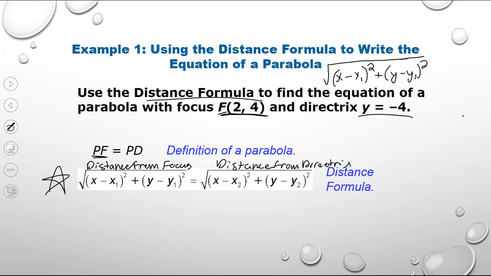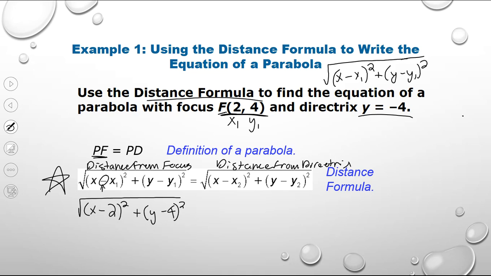So we're going to plug in our x1 and y1 values. The focus here is going to be our x1 and our y1. So we're going to use the 2 for x1, the 4 for y1, and we're going to put that in the distance side of our formula. So our equation will have the same thing. We'll still have x minus 2, squared, plus y minus 4, since y1 is 4, squared.